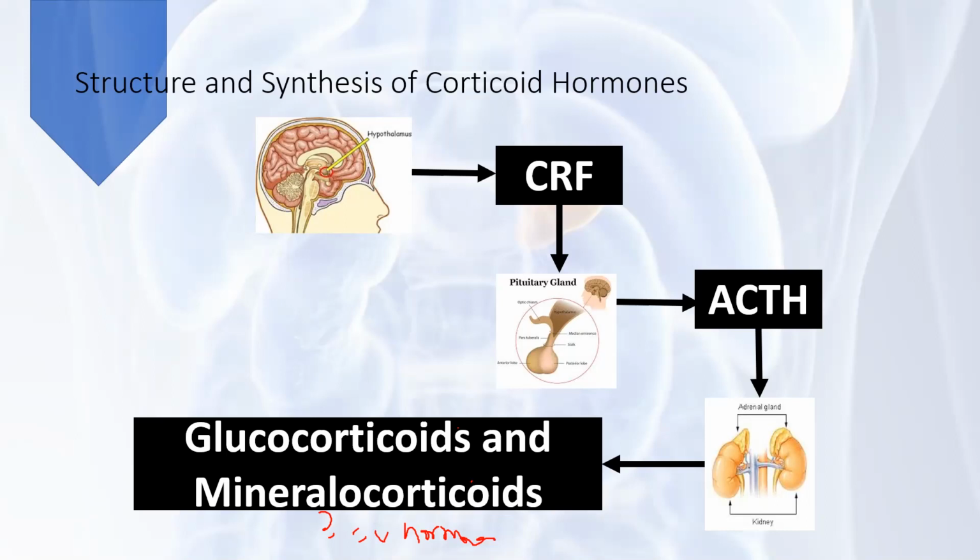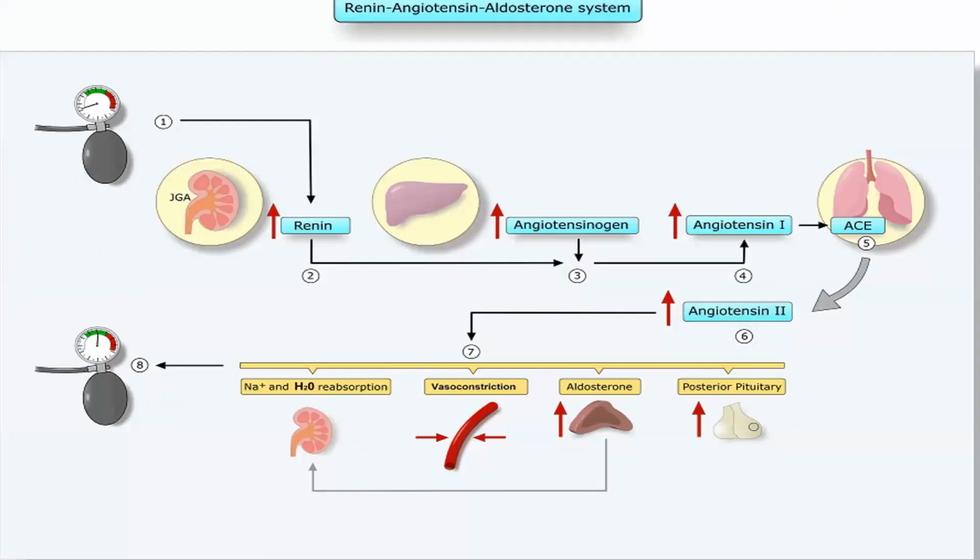Now, since we have your mineralocorticoids and glucocorticoids, take note, guys, that the mineralocorticoid secretion is mainly regulated by what you are almost familiar with, which is your renin angiotensin aldosterone system. I will not go deeper. I will not explain this anymore because I'm assuming and expecting that you already know by heart, by mind, by soul, by body what the renin angiotensin aldosterone system is.